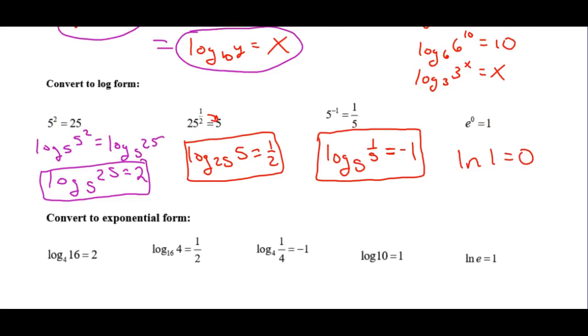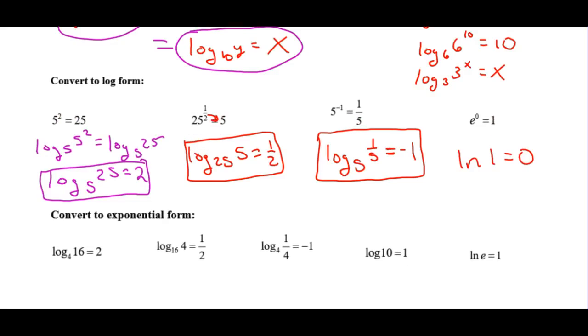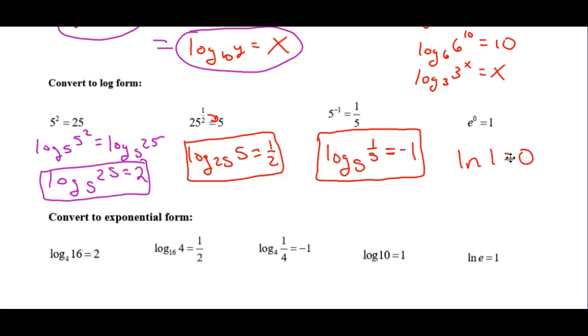All right, so you should have ln of 1 equals 0. All right, let's get my pen back. And that should be what you have.